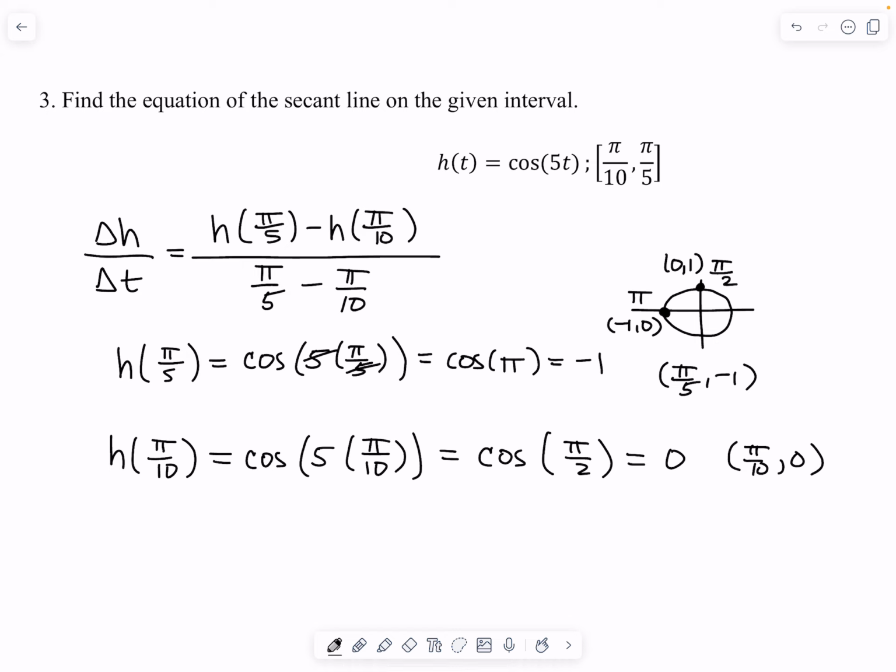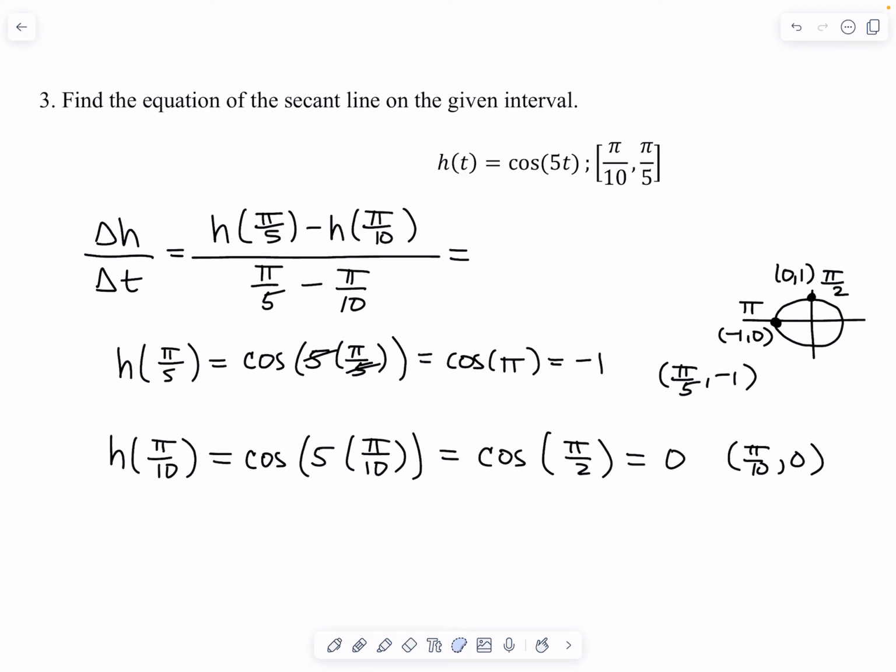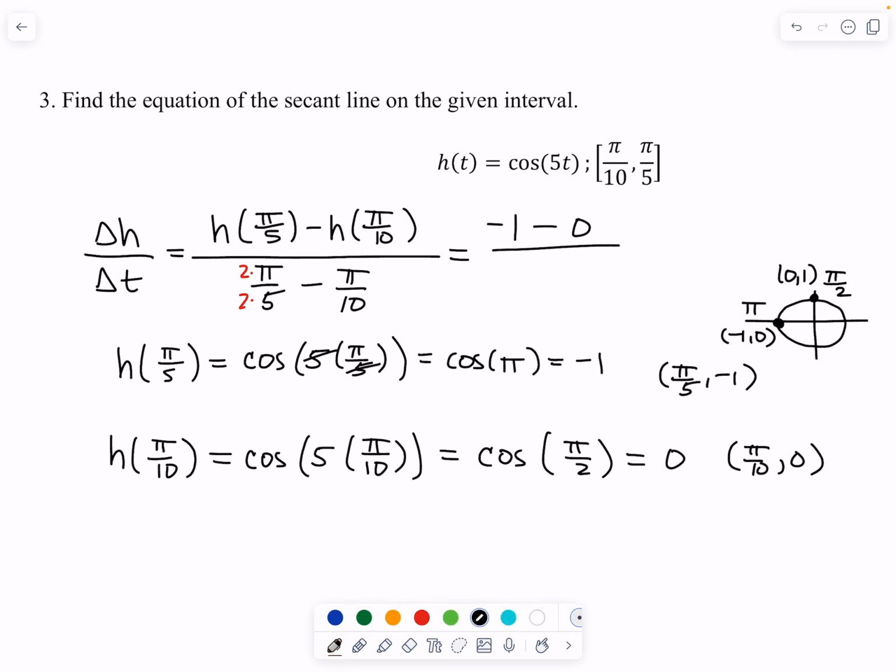Now we're going to find our slope between them, or these are the points, excuse me, we just found. Maybe I'll move this so I have a little room. Okay, so pi over 5, that was our -1, minus h of pi over 10 was 0, over pi over 5 minus pi over 10. If I wanted to just quickly come up with a common denominator, multiply by 2 over 2, that would be now 2 pi over 10. So 2 pi over 10 minus 1 pi over 10 is just 1 pi over 10. So we get -1 over pi over 10, which is a complex fraction.